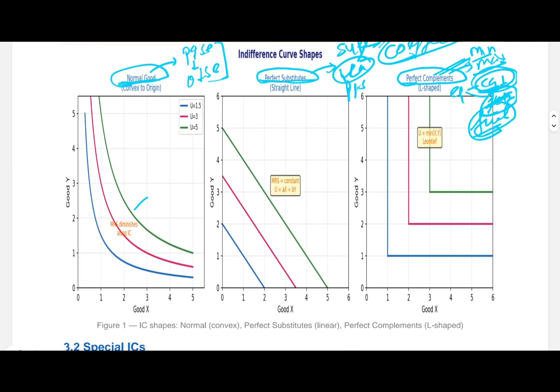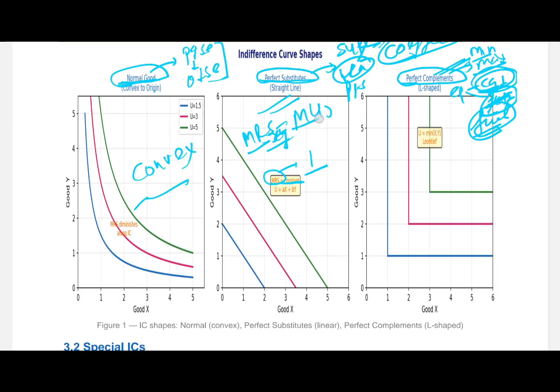So the indifference curve for the normal good is downward sloping and convex to the origin. And for perfect substitutes, the marginal rate of substitution is constant. Constant means we can perfectly substitute it. What is the MRS in mathematical terms? We write it as marginal utility.